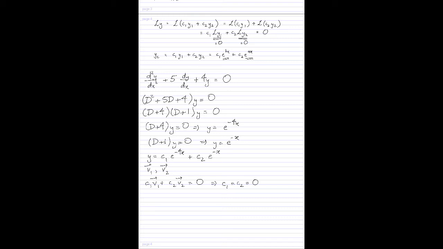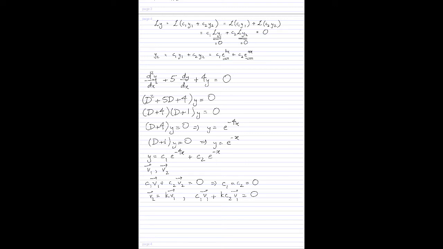Think about this pictorially. If v2 was parallel to v1, then you have another solution where c1 and c2 need not be equal to 0. So for example, if v2 is k, some constant, times v1, in other words v2 is parallel to v1, then you can write the above equation as c1 v1 plus k c2 v1 is equal to 0.